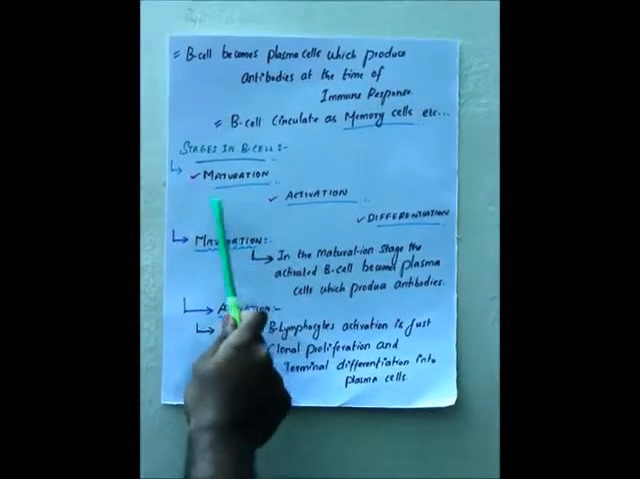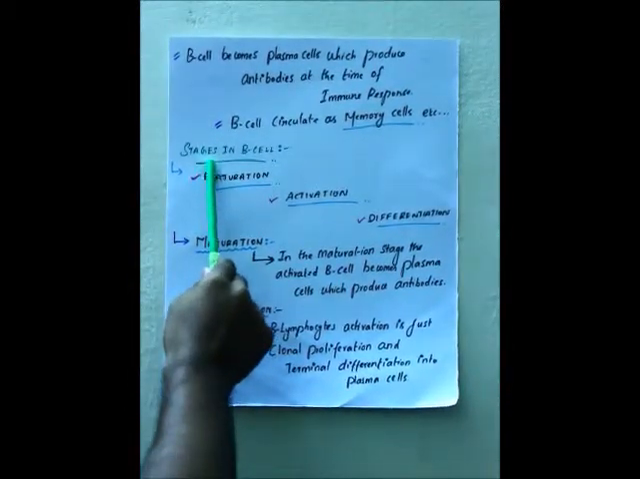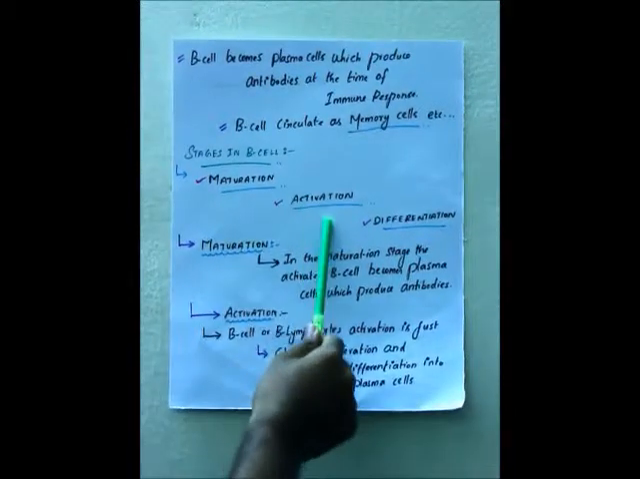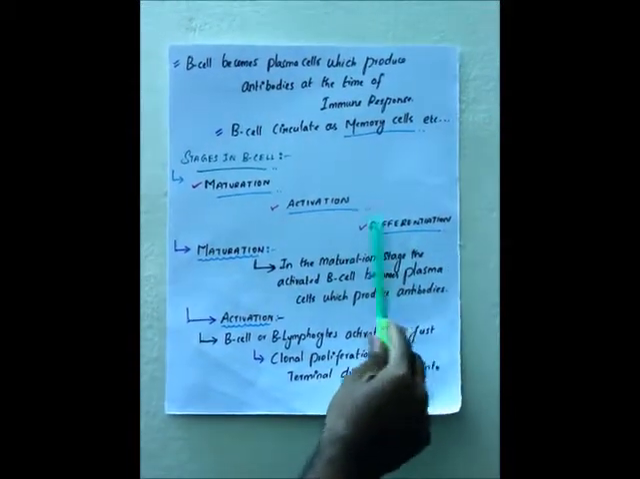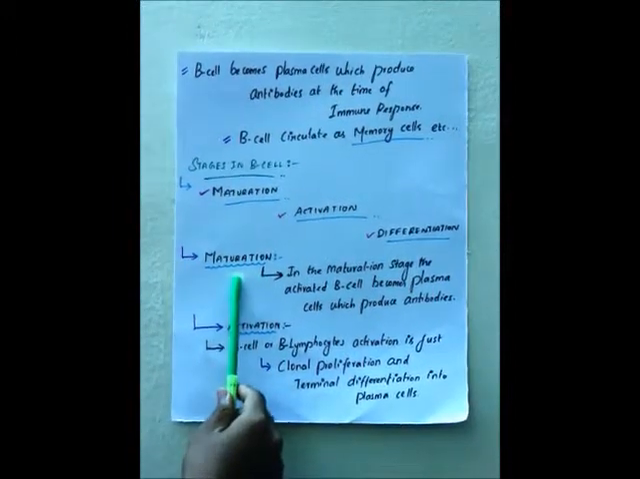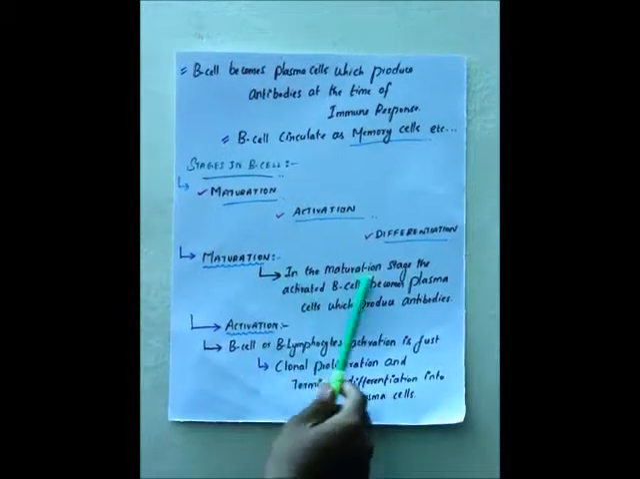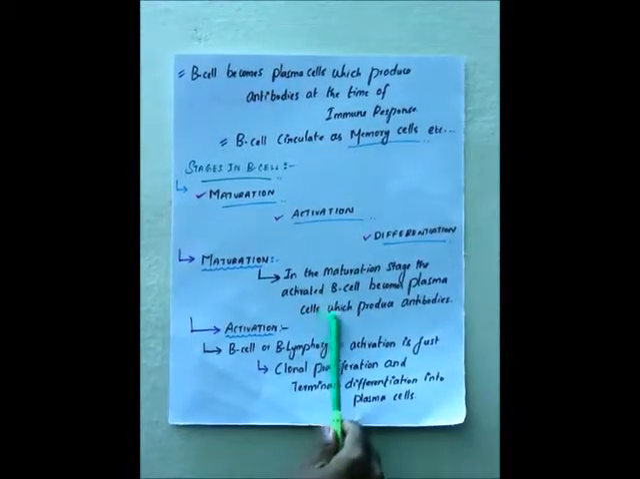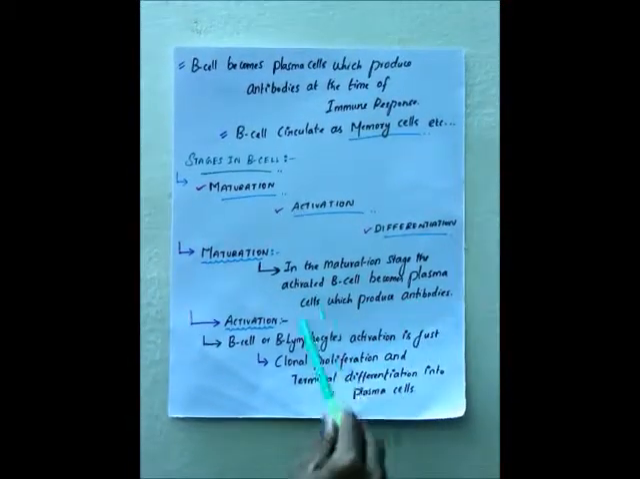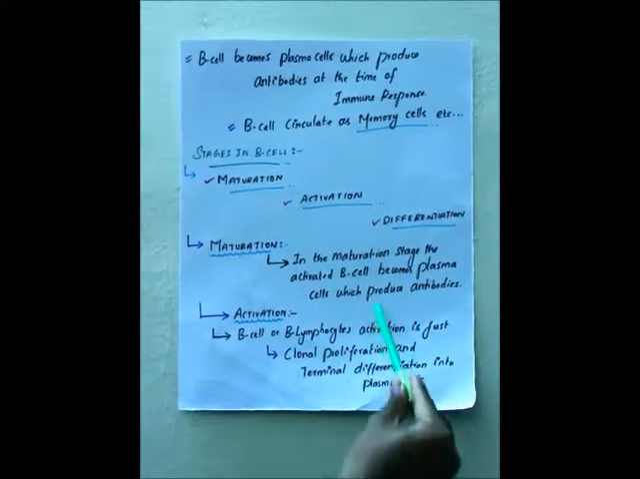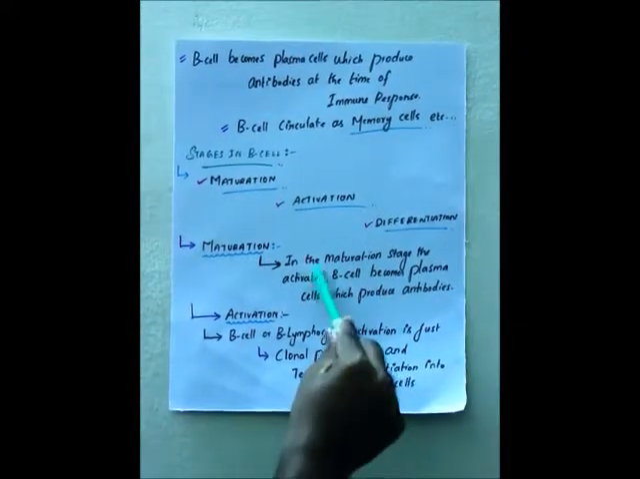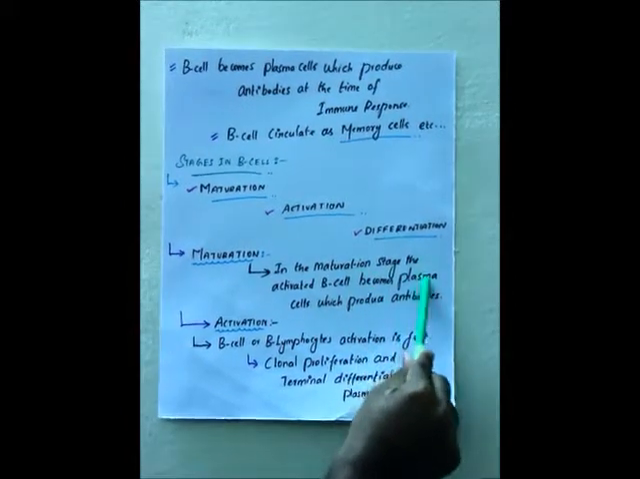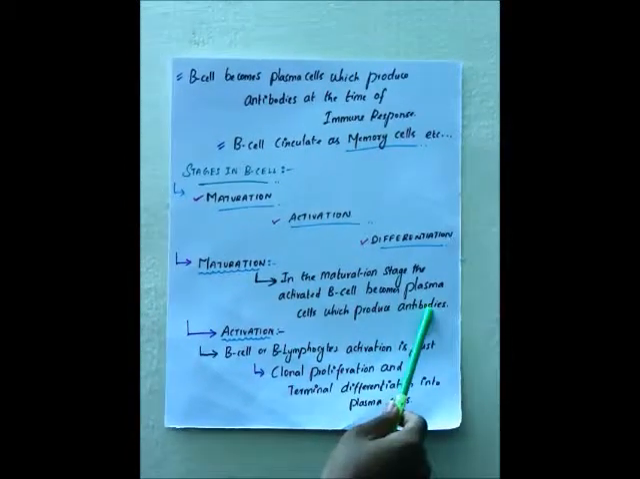Now we are going to see about the stages in B cells. The stages in B cells are maturation, activation, and differentiation. First, we are going to see about maturation. It's one of the maturation stages of a B cell. Active B cells become the plasma cell which produces antibodies. When the B cells reach a matured state, the activated B cells make a mature state. At that time, these B cells become a plasma cell, which also produces antibodies.